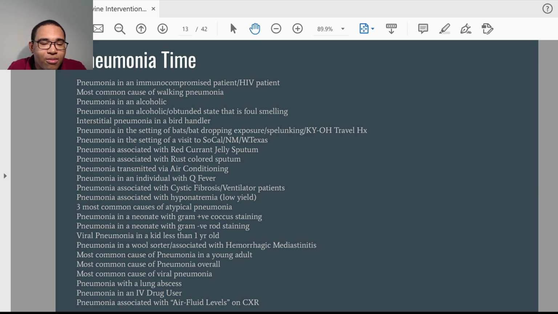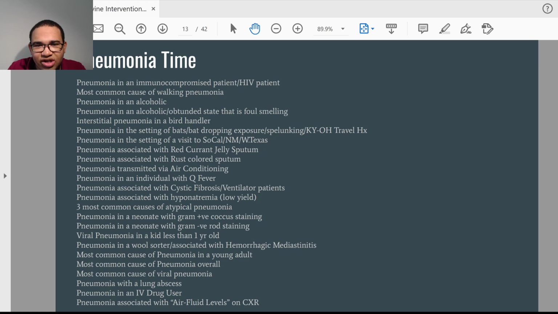Okay, now, most common cause of viral pneumonia, right? This is very likely RSV, right? And then pneumonia of the lung abscess, right? Think about an anaerobe, right? Or think about Staph aureus, right? Anaerobes and Staph aureus love to cause abscesses with their pneumonias, right?